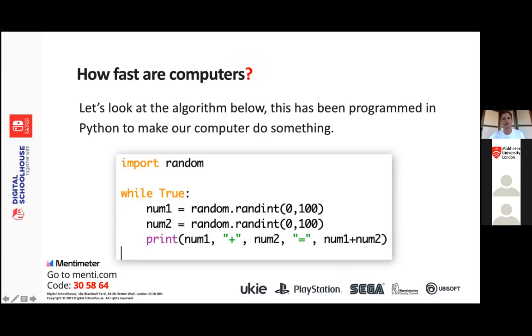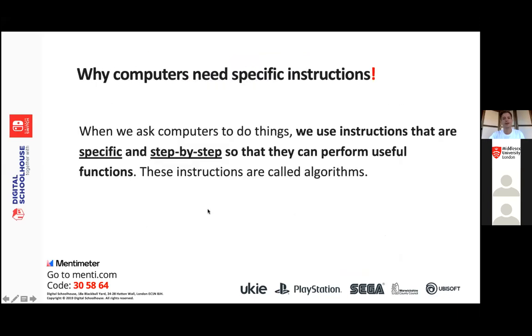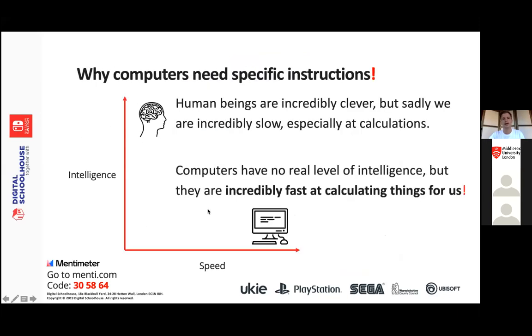And looking at this relationship of human beings being intelligent, but sadly, incredibly slow, and computers being absolutely dumb, with no real level of intelligence on any level, but being incredibly fast.